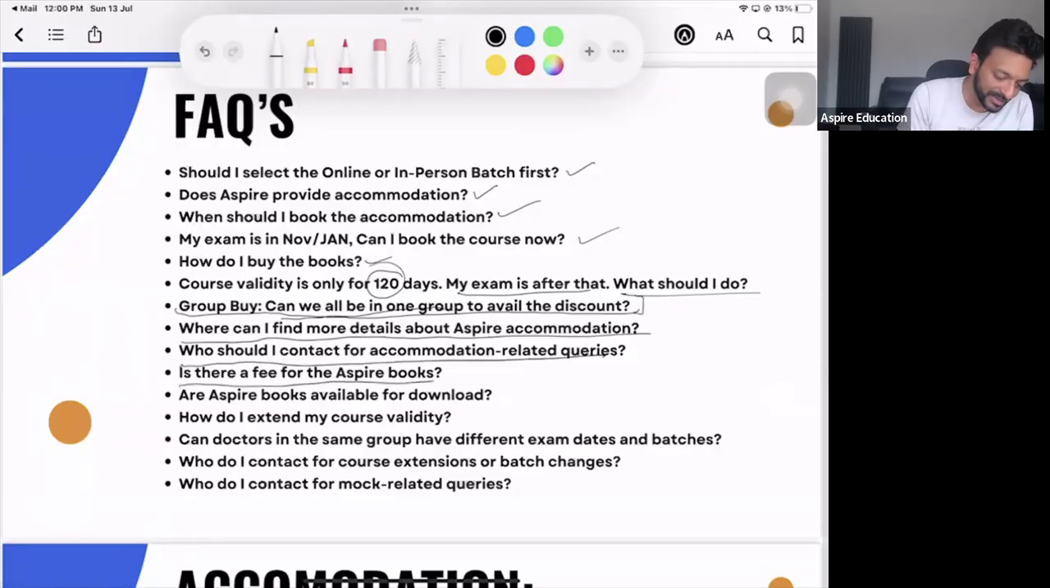Is there a fee for the Aspire book? It's online, it's going to be available free. Is the Aspire book available for download? Yes. How do I extend my course validity? Just email us. Can doctors in the same group have different exam dates and batches? Yes. Who do I contact for course extension and batch changes?